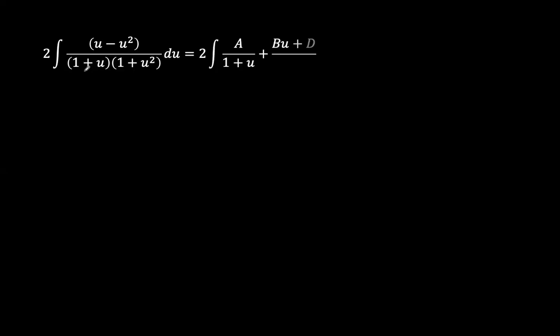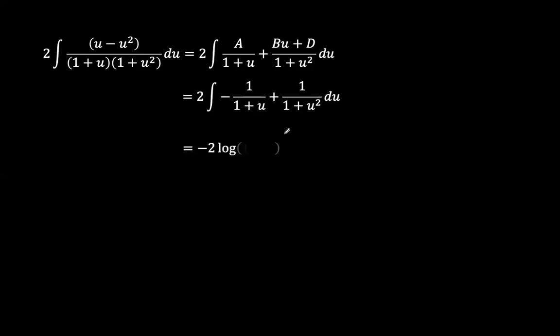So our integral, 2 times the integral of (u minus u squared) over (1 plus u) times (1 plus u squared), is equal to 2 times the integral of a over 1 plus u plus (bu plus d) over 1 plus u squared. This means the same as 2 times the integral of negative 1 over 1 plus u plus, since b is 0, 1 over 1 plus u squared.